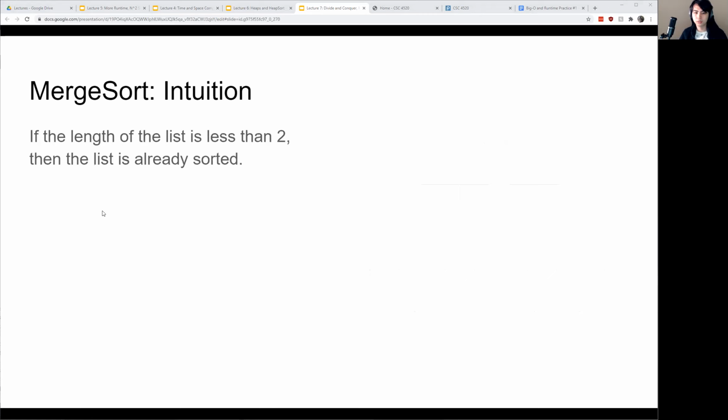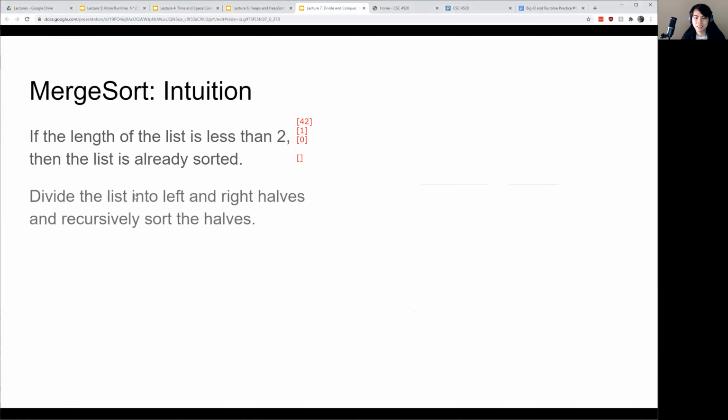We start with this. We say that if we have a list that's of size less than 2, then the list is already sorted. Because if you think about it, if I have an empty list or a list of size 1, it doesn't matter what the number is. All of these can be considered sorted because there's only one element, so there's no basis for comparison. Likewise, the empty list should also be considered sorted. An empty list, we're just going to say by definition is sorted.